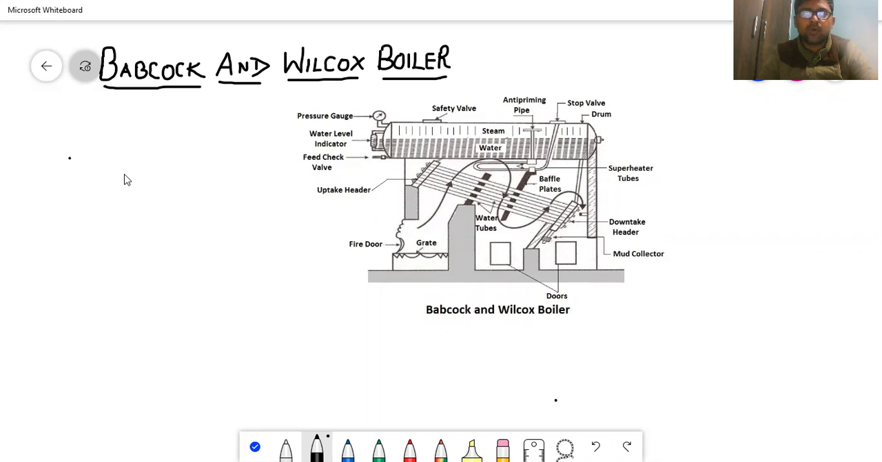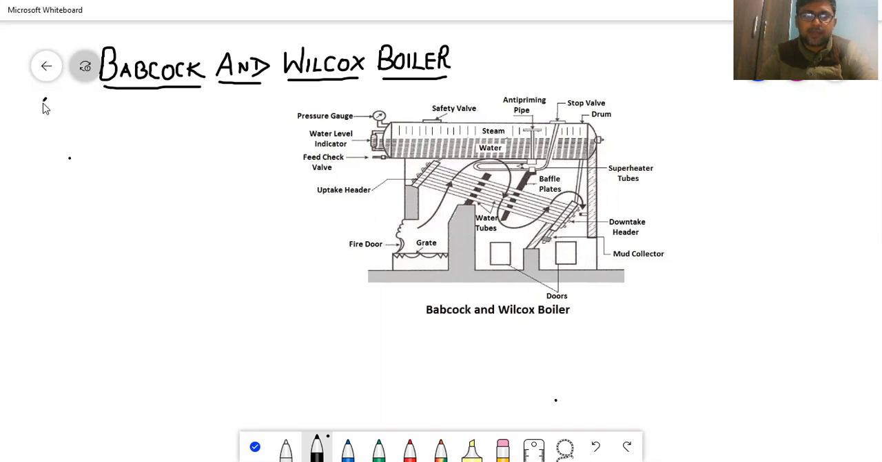that will be based upon boilers and the classification and different types of boilers that we have. And I'm starting with the first boiler, that is Babcock and Wilcox boiler. Clear? So first of all, in the last video I discussed the classification part of the boiler. So there are a lot of ways of classifying the boiler.